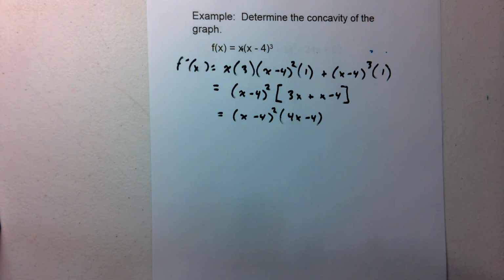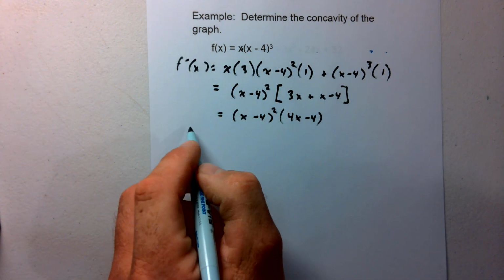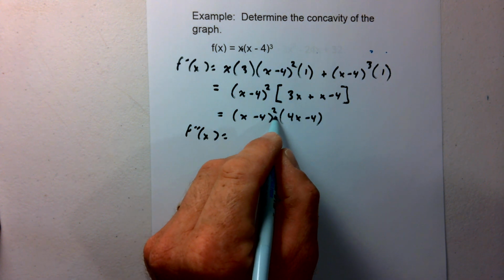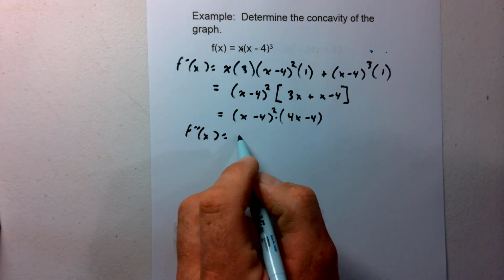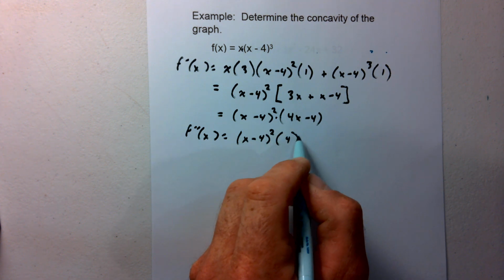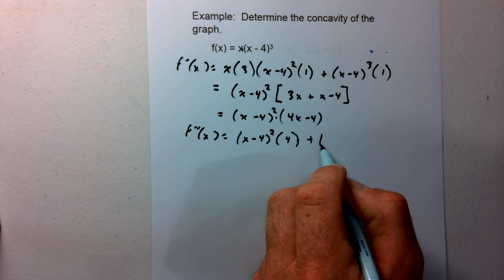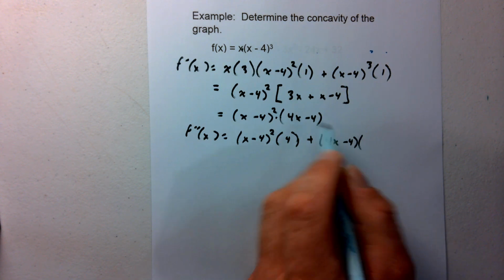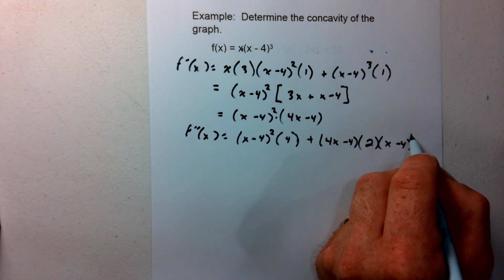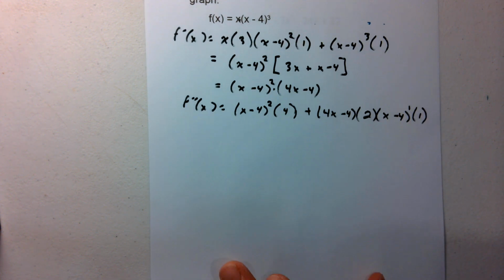And that's where I would like to find my second derivative, because again, we have a nice product rule here. We have x minus 4 squared times 4x minus 4. So again, we have product rule. For x minus 4 squared, the derivative is going to be 4. To that, we're going to add 4x minus 4. Derivative here, we have a chain rule again, 2 times x minus 4 to the first times 1.